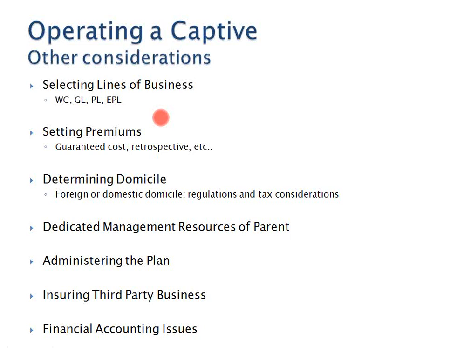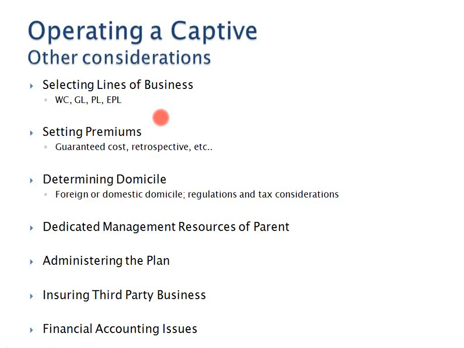I'm not sure how many states in the U.S. now allow, but Hawaii, Montana, Washington D.C., I think Virginia. There are lots of states that allow domestic captives to be formed. There are also, as most people know, popular places like Bermuda and the Cayman Islands. They are more in the Caribbean islands because of the regulatory requirements that are there. And again, they're set up for specific purposes.